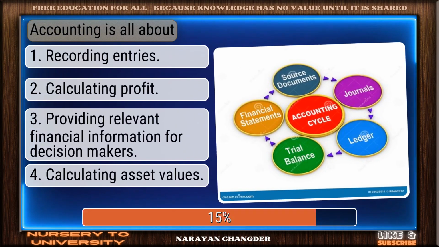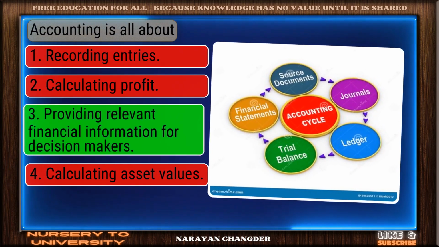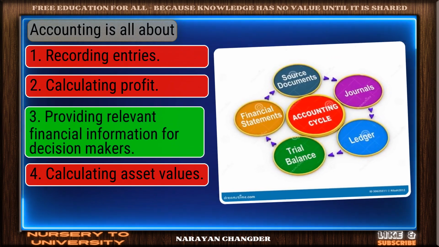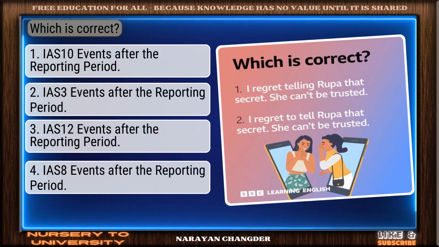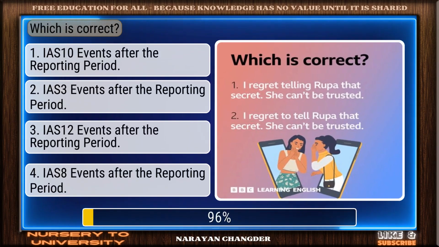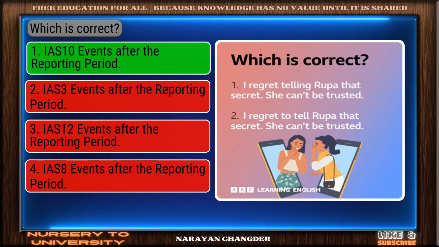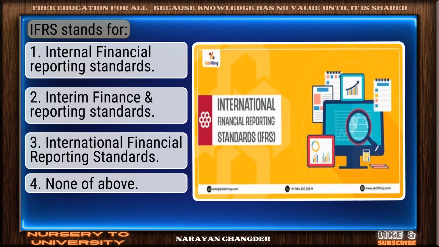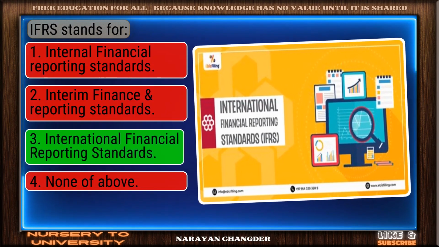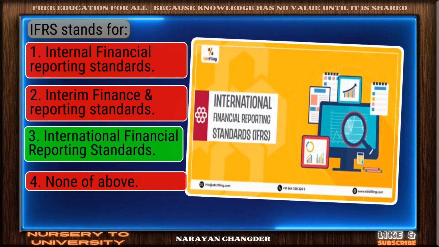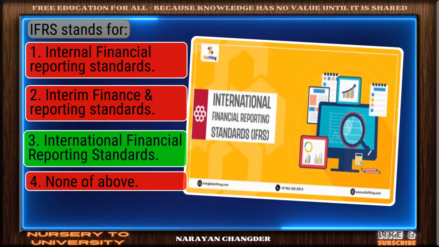Accounting is all about good thinking. Providing relevant financial information for decision makers is the right answer. Which is correct? You got it. Your choice, ICE 10 events after the reporting period, is right. IFA stands for exactly. International financial reporting standards make sense, and it is right choice.